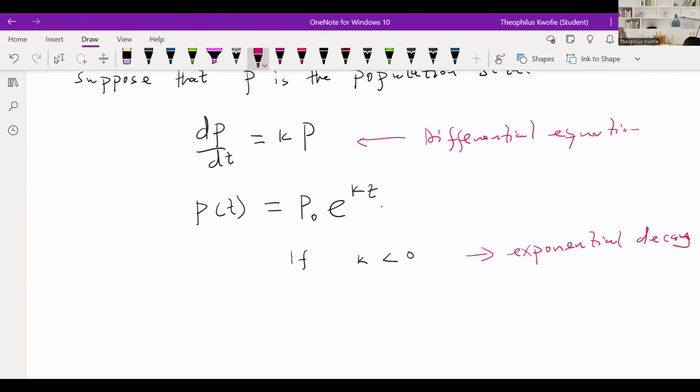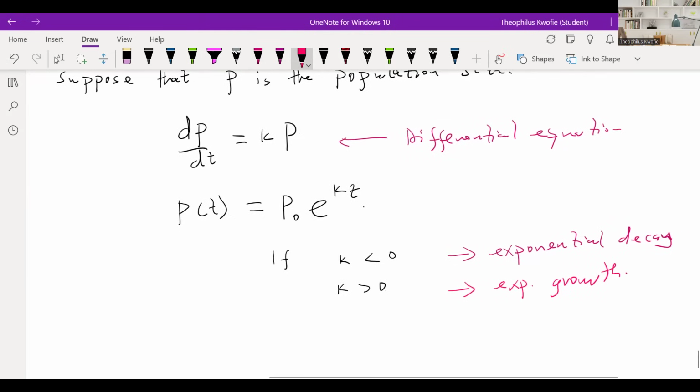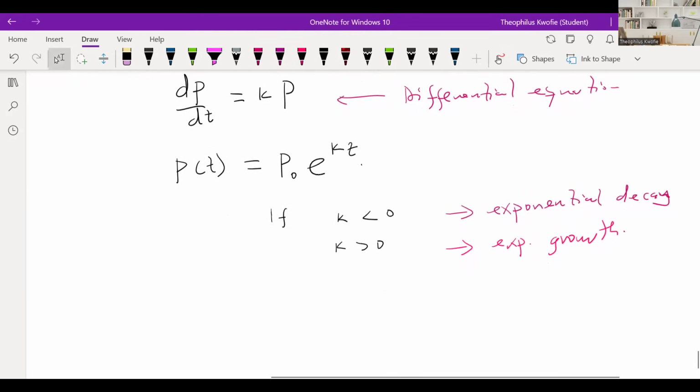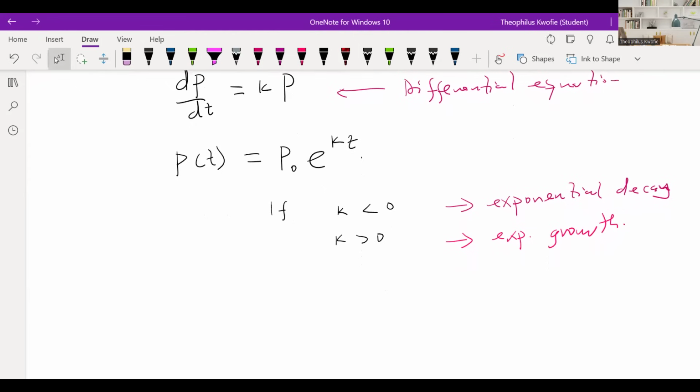Okay? And then if k is greater than 0, then we'll have what we call exponential growth, okay? So I want us to take note of this. These are very, very important.